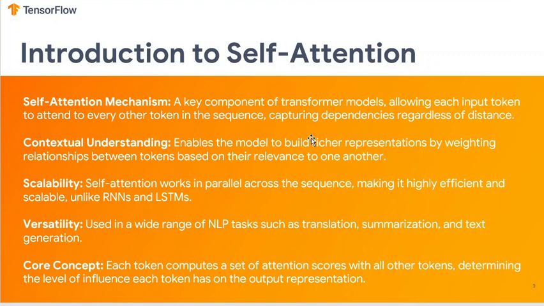Core concept: each token computes a set of attention scores. An attention score is calculated for each input token with all other tokens, determining the level of influence each token has on the output representation. So it identifies the significance, the level of influence of each token on the output here. So this is a little introduction about the self-attention mechanism.